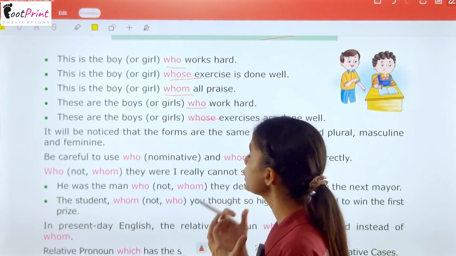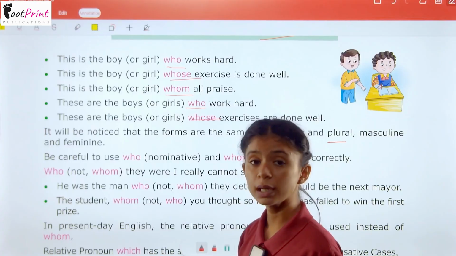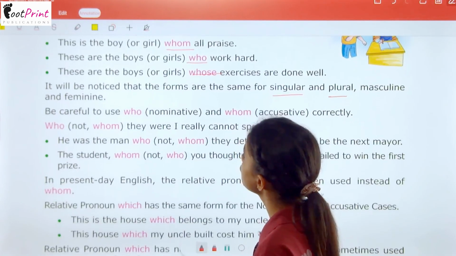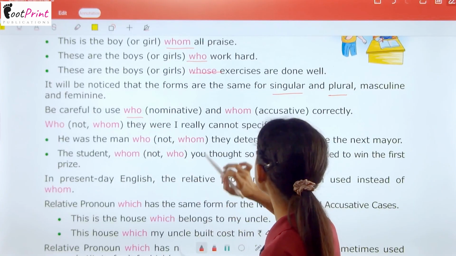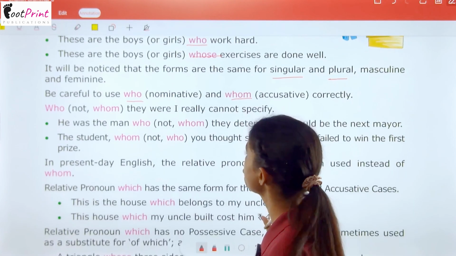It will be noticed that the forms are the same for singular and plural, masculine and feminine. The forms will remain the same with all. Be careful to use who, which is nominative, and whom, which is accusative, correctly. Okay, you have to be careful.